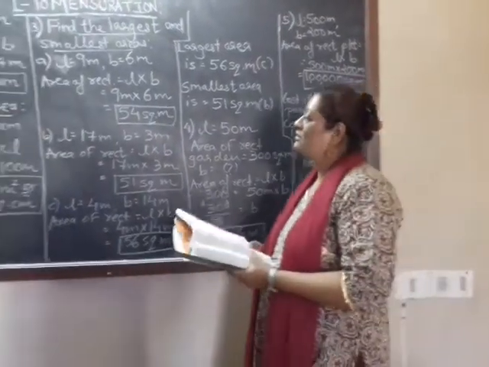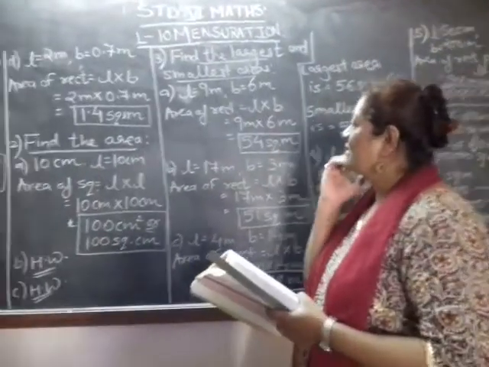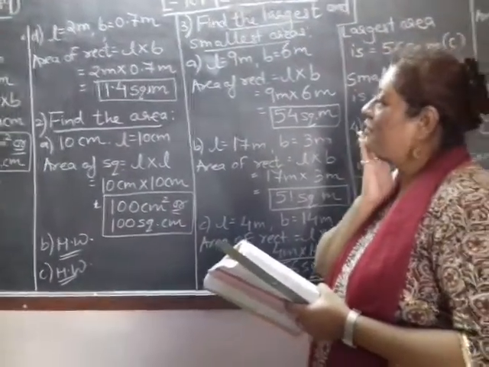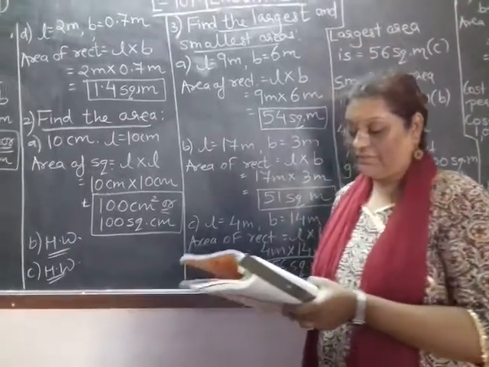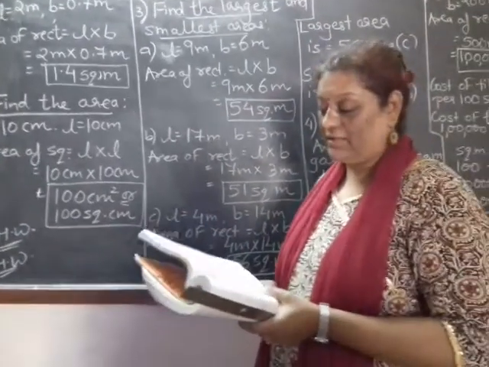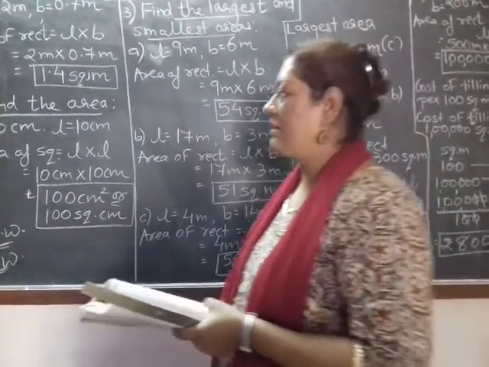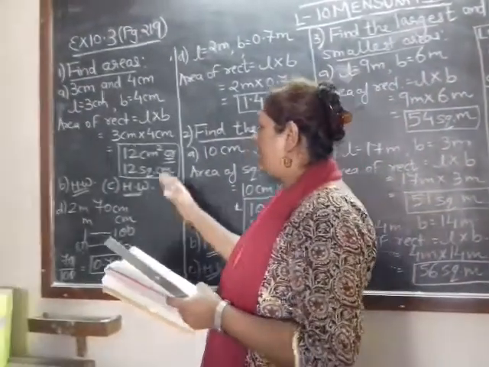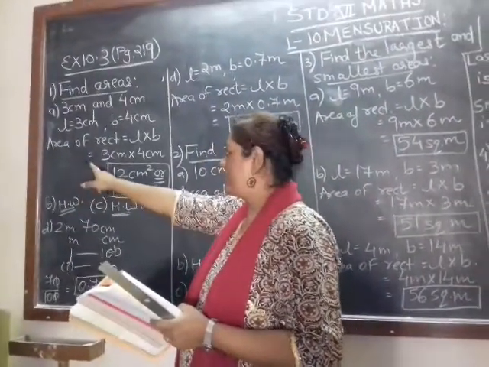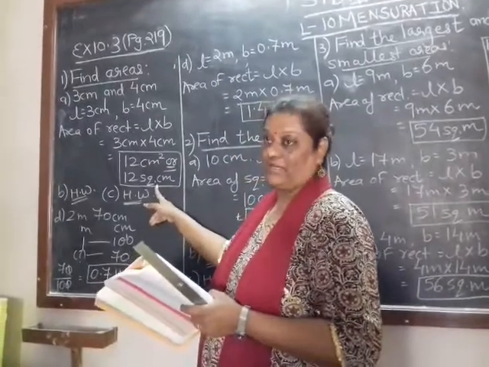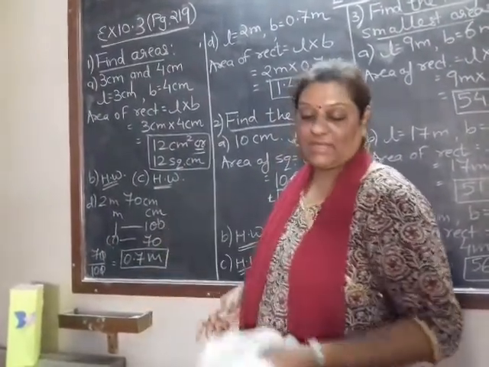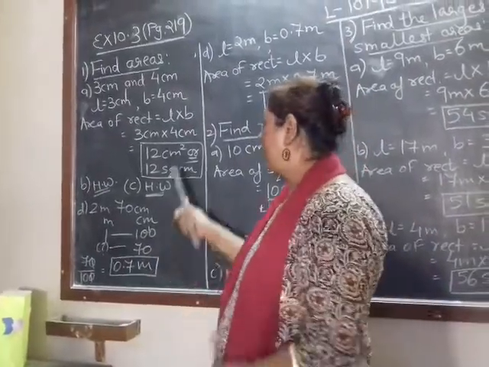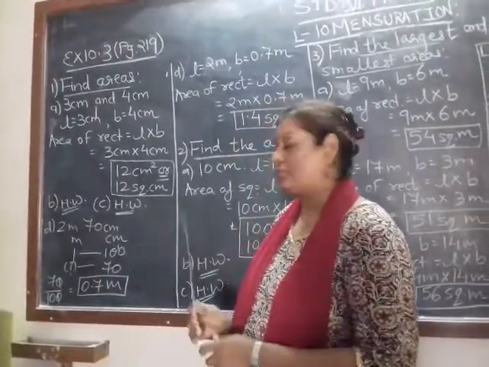Okay, today we are going to see lesson number 10 for 6th standard, mensuration, exercise 10.3 on page 219 of your textbook. Question number 1, find the areas of rectangles. Now you know very well how to find the areas of rectangles, but I want to explain one thing about the square units, that is square centimeter or square meter or square kilometer. Why are we adding SQ or raised to 2 before the units?